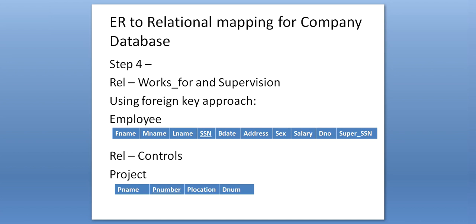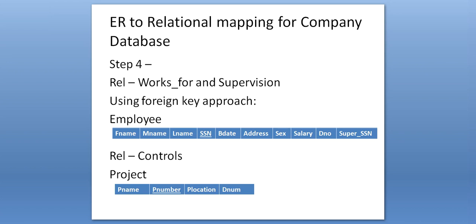We do not need to do anything for this dependent of. Why? Because we have already done the representation of this particular relationship when we mapped the weak entity type, that is dependent. When we mapped the dependent weak entity type, we already mapped the identifying relationship type dependent of, using step number 2. So we do not need to do anything for this relationship type.